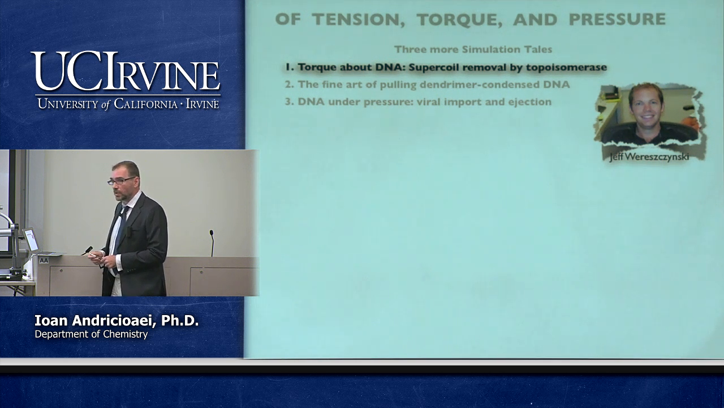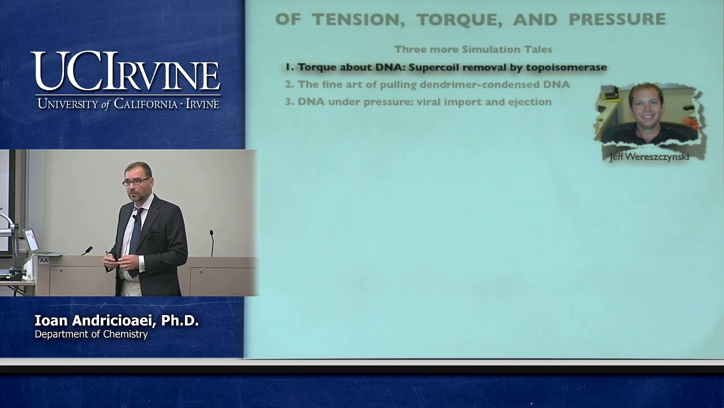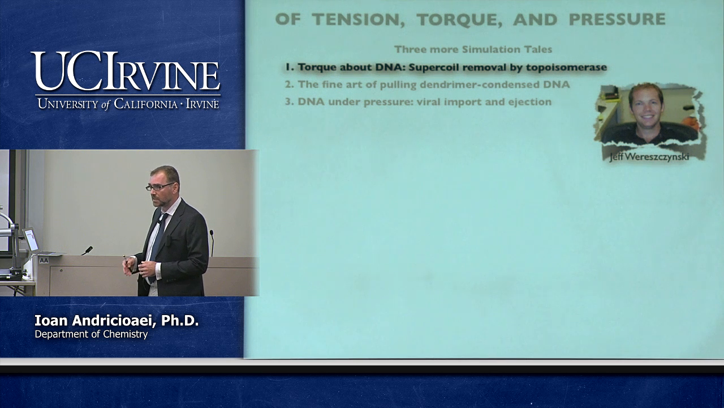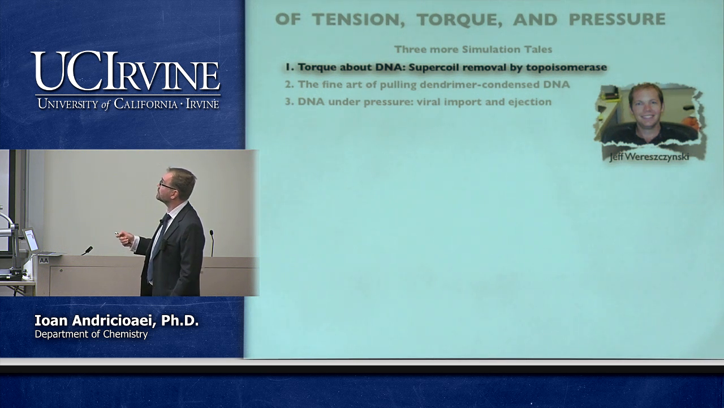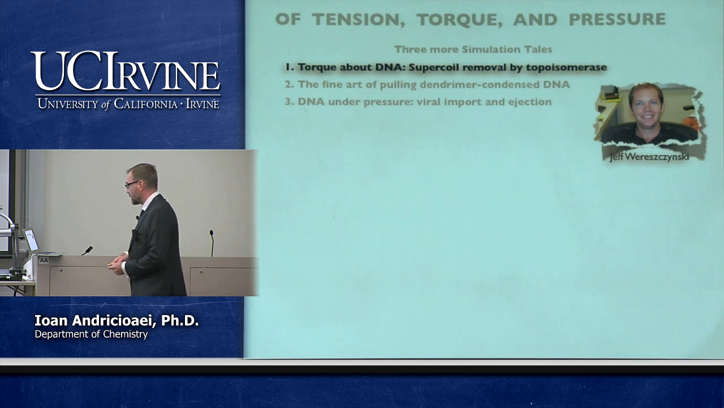Next, I will talk about 3 more things. So I will walk you through the zoo and show you 3 more animals. First will be topoisomerase interacting with DNA and removing its supercoils. Secondly, I will talk about man-made dendrimers interacting with DNA. So this will involve calculations of how these dendrimers compact DNA. And lastly, I will talk about DNA inside a virus.